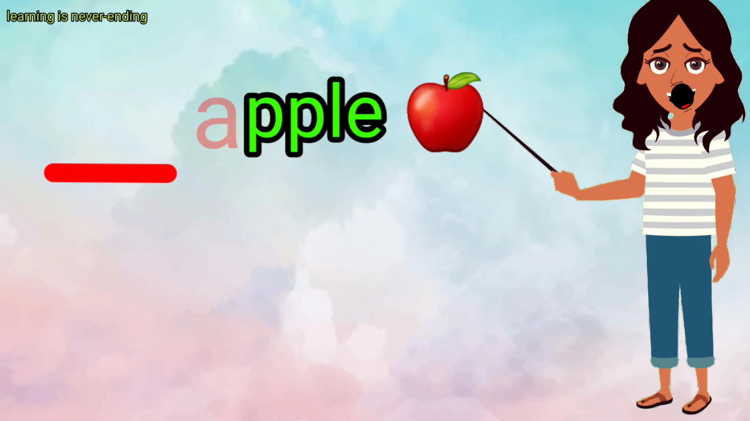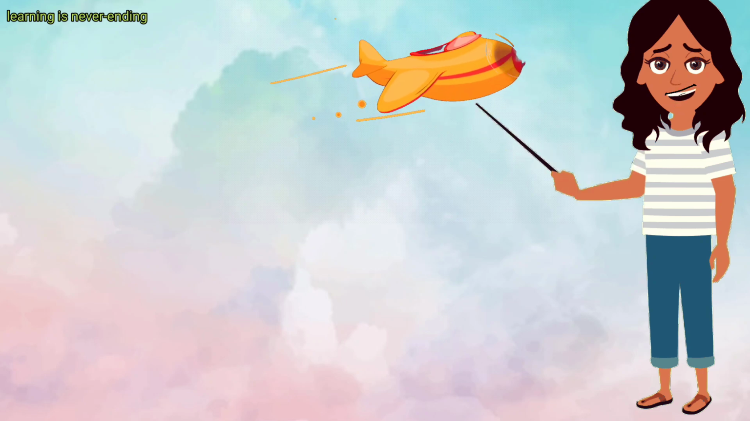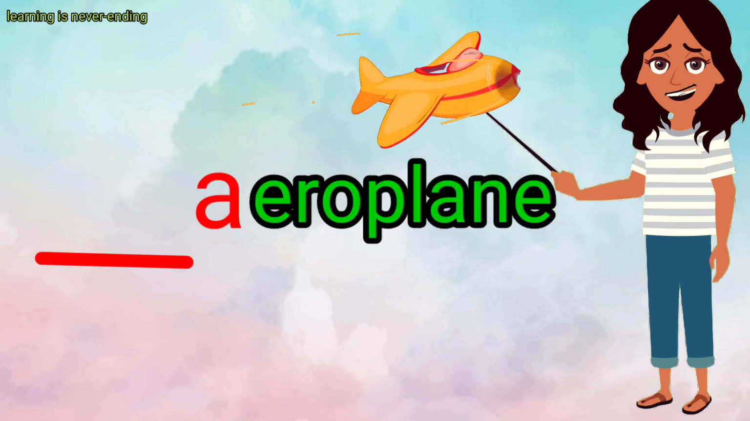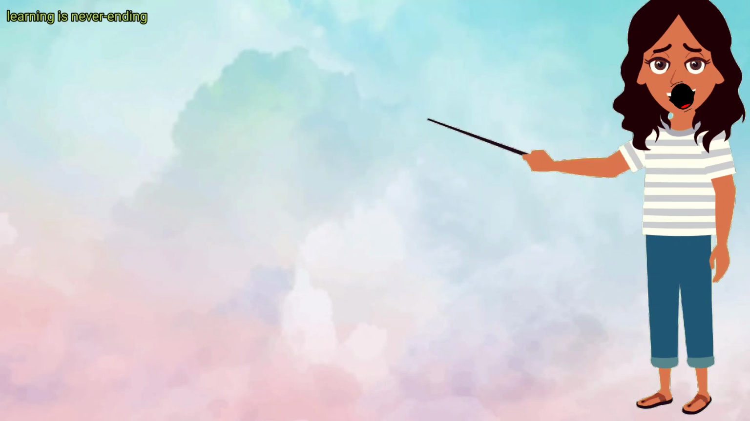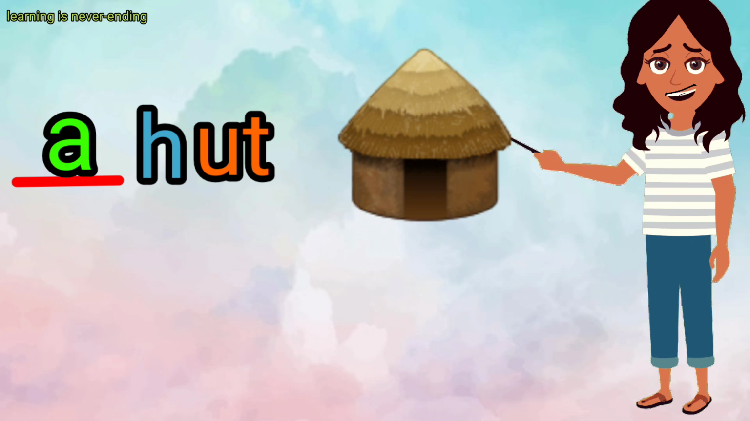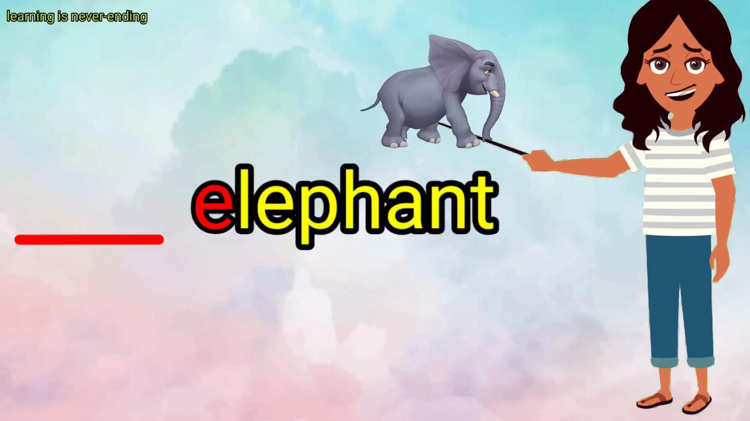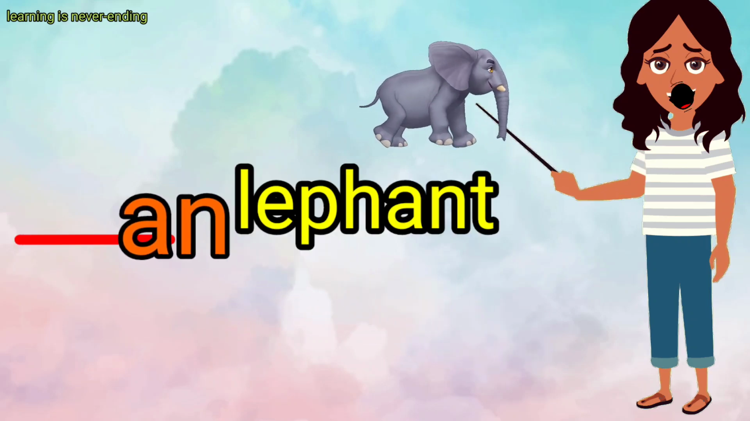Apple. An apple. Yes, an apple because A is a vowel. Aeroplane. Aeroplane starts with an A. What will come here? A or an? An aeroplane because A is a vowel. Hut. H is a consonant and what will come here? A hut. Elephant. Elephant starts with an E. So, an elephant.